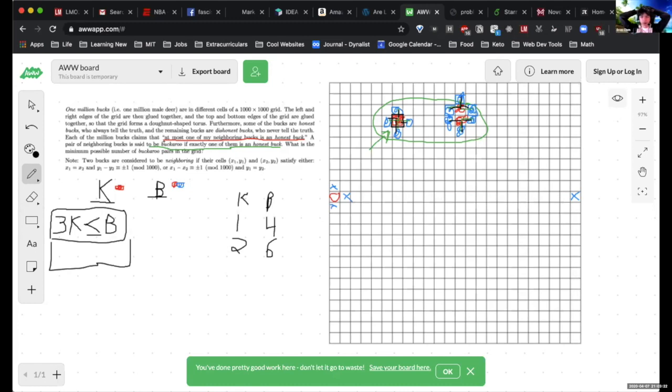The thing I'm curious about, I haven't solved the problem yet because I just saw it, although I don't feel like I'm close either. Why did you not just ask for the minimum number of honest bucks? That is a different configuration that I believe is a lot easier to find. Oh, is it different?